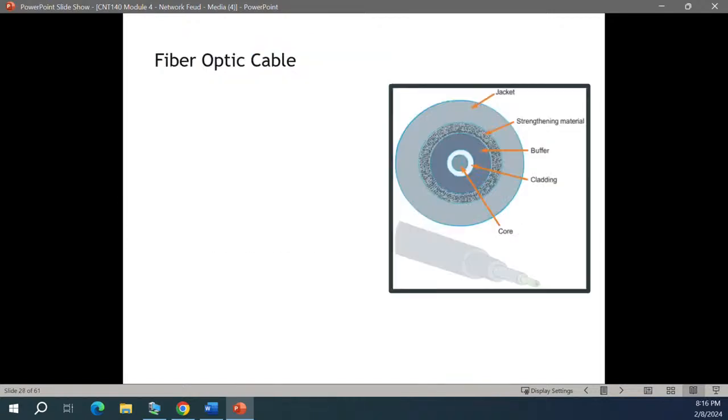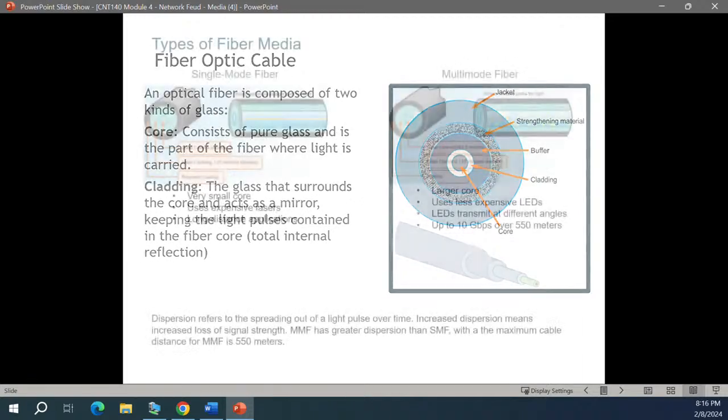No EMI. Single mode uses what kind of light? Laser, and then multi-mode? LED. I think you could use a laser with multi-mode, but you can't use an LED with single mode. Okay. Let's see.